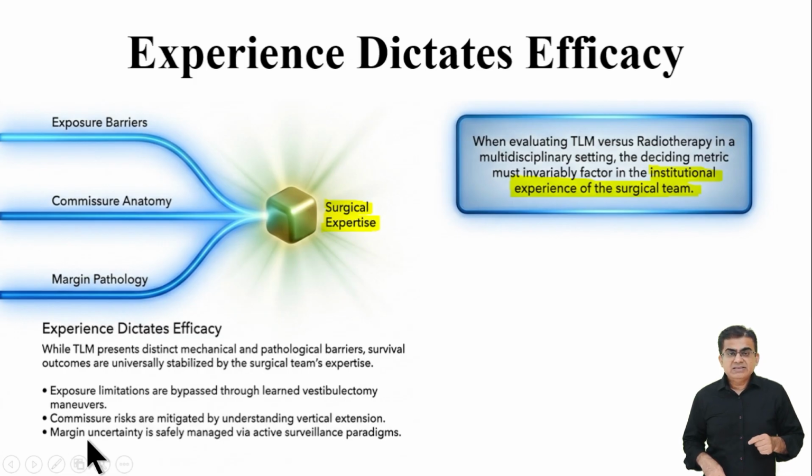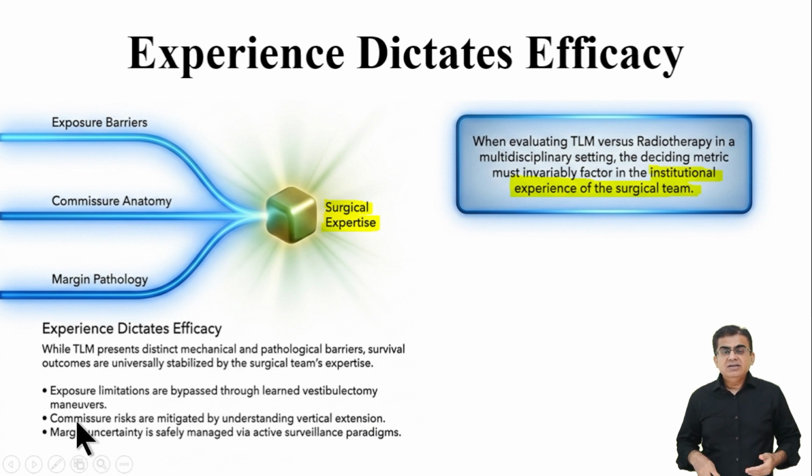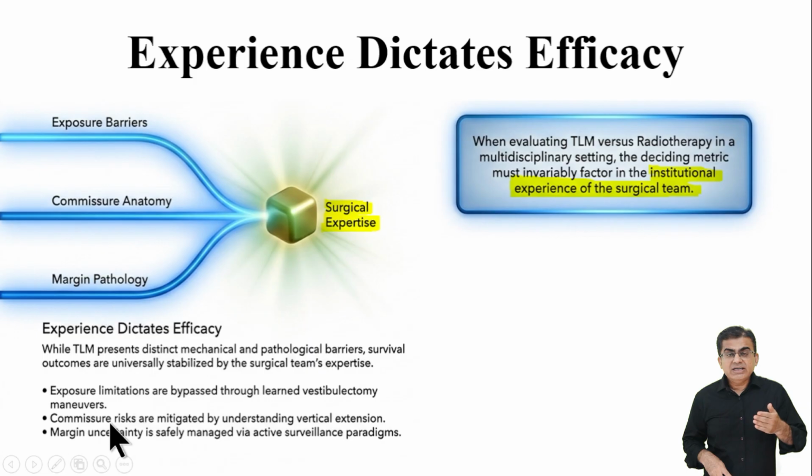First, a master surgeon safely bypasses exposure limitations by using learned vestibulectomy maneuvers. Second, they successfully mitigate anterior commissure risk by perfectly understanding vertical extension. Third, they safely manage margin uncertainty by relying on a strict active surveillance paradigm. If your hospital does not have this elite level of surgical expertise, you must safely choose radiation therapy for your patient.